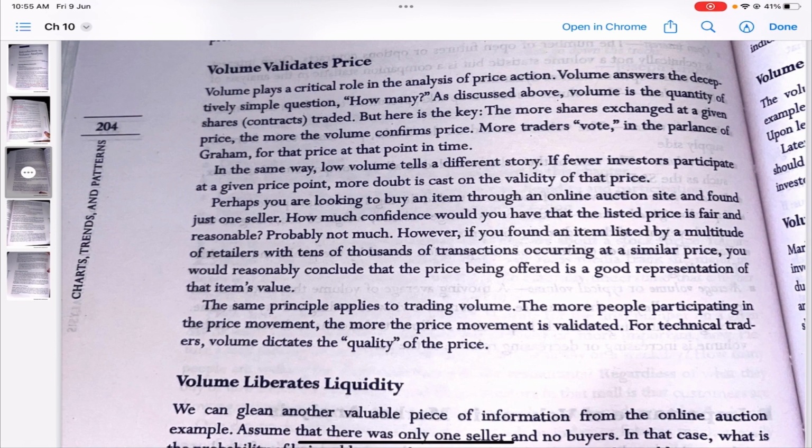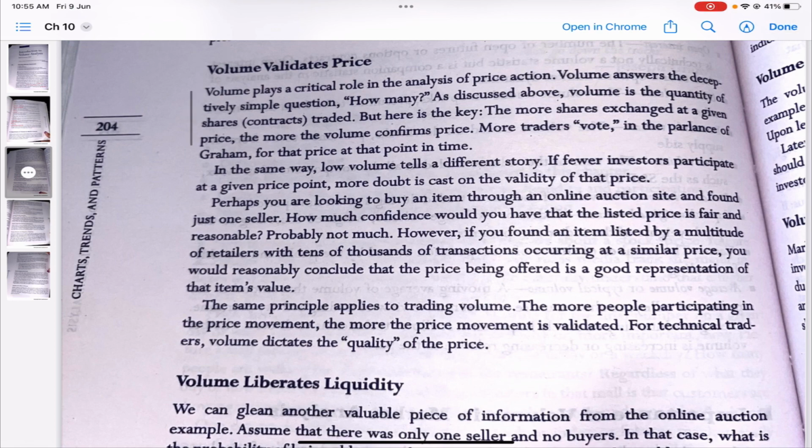Volume validates price. So this is what I tried to discuss with the example which I told you guys, that price needs some validation. Price is the most important aspect, 100% I agree. Price action is supreme. But you need to always confirm it with the volume and see if the demand and supply is also in the favorable situation.